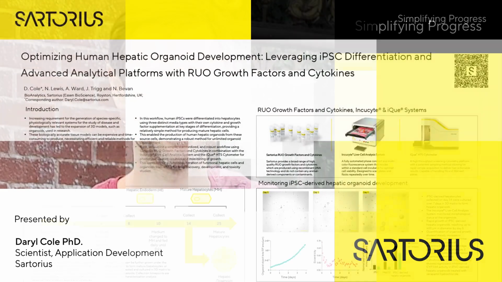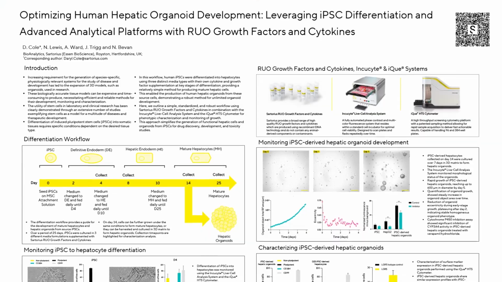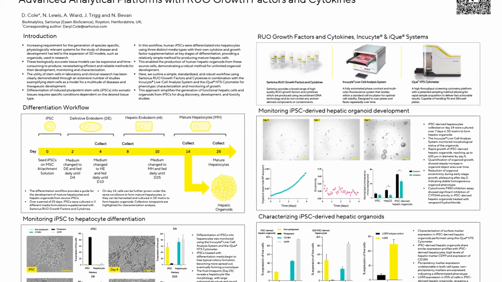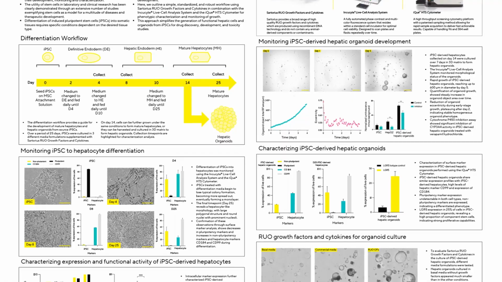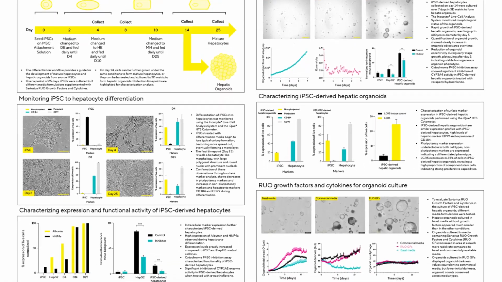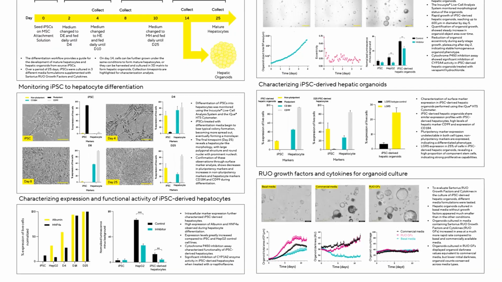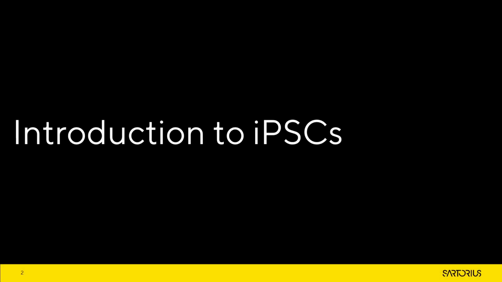Today, I will be talking about a poster that I presented at the ISSCR 2024 entitled Optimizing Human Hepatic Organoid Development, Leveraging iPSC Differentiation and Advanced Analytical Platforms with Research Use Only Growth Factors and Cytokines. We'll begin with an introduction to iPSCs.